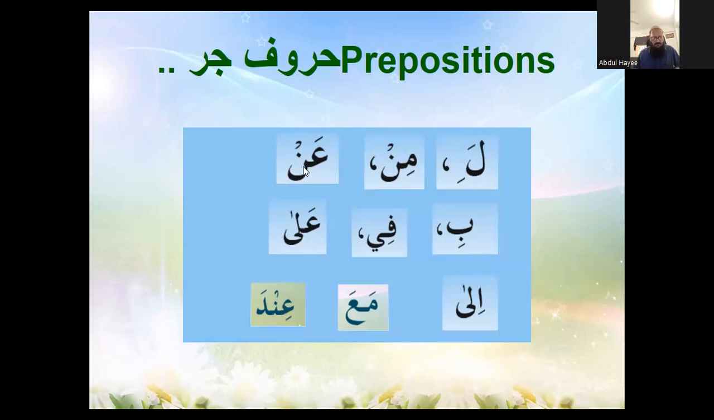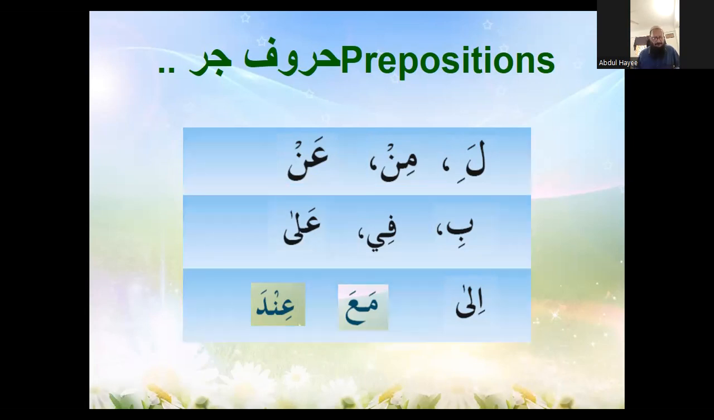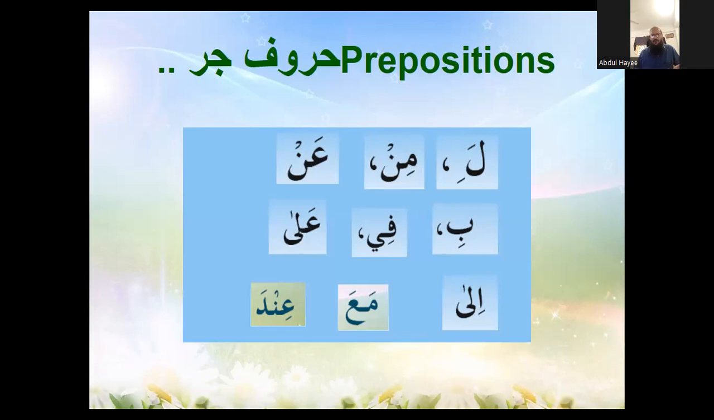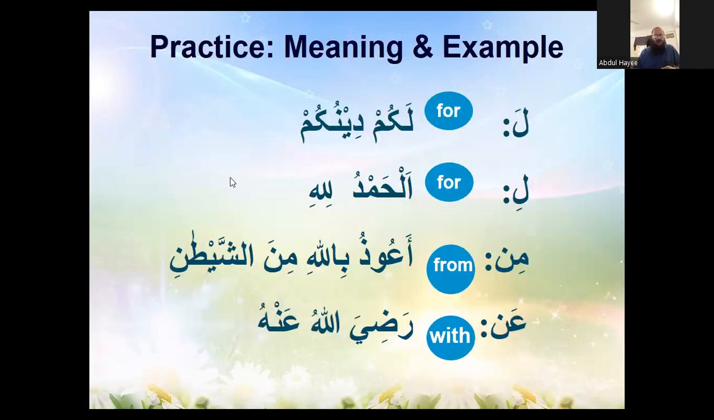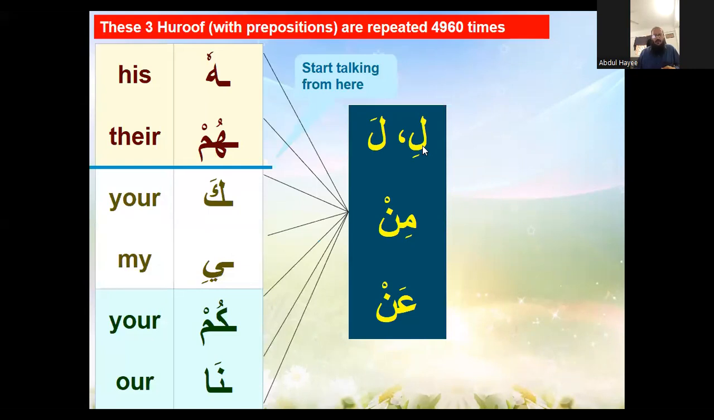If I give you 3 words, an, ala, inda, which one is different? Inda, because it's ism, and the other two are harf jar, prepositions. So that's to see. Li means for, we remember it from lakum dinukum. Min means from, we remember it from a'udhu billahi minash shaitanir rajim. An means from, as in radiyallahu anhu.